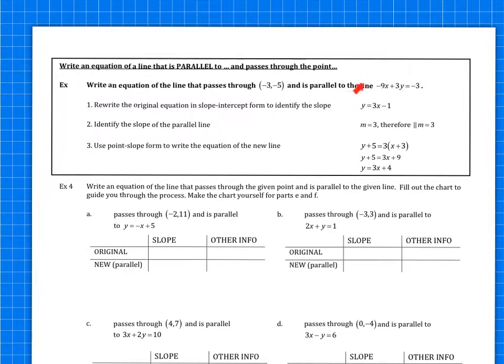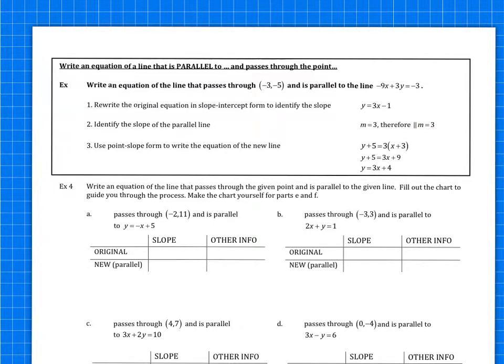So this equation gives me a line, and I want to draw one that's parallel to it. Well, if I'm going to do that, I need to know the slope. So I would add 9x to the other side and divide everything by 3, and I would get this new equation, which is the same line, but now it's in slope-intercept form. So y = 3x - 1. Well, I want to be parallel to that one. So the slope of that line is 3, and therefore the parallel slope is also 3.